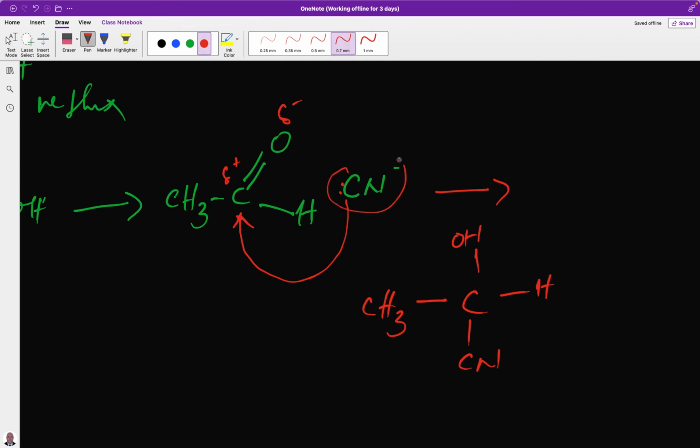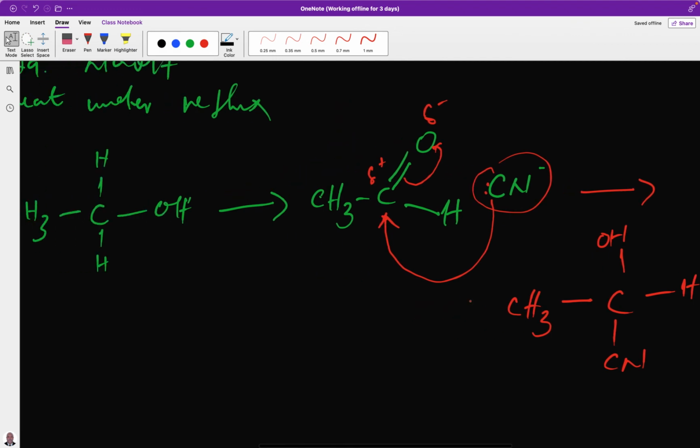The cyanide is going to act as a nucleophile, an electron pair donor, to provide a lone pair to this carbon here. If it comes here, what happens? The lone pair of electrons goes here, and there will be a negative charge here. That will be a complex, which would finally result in this.